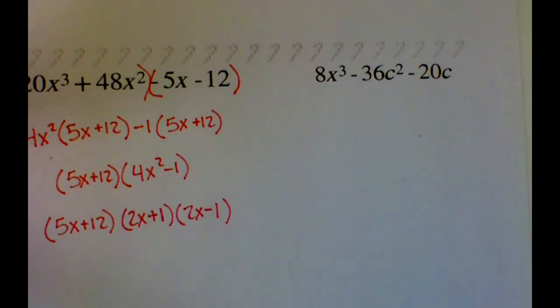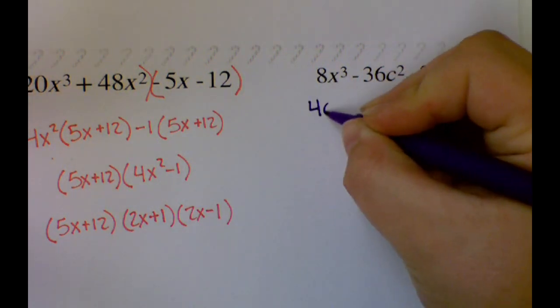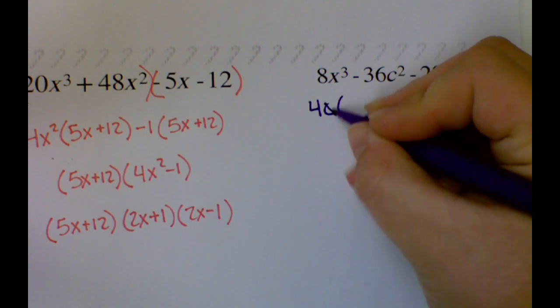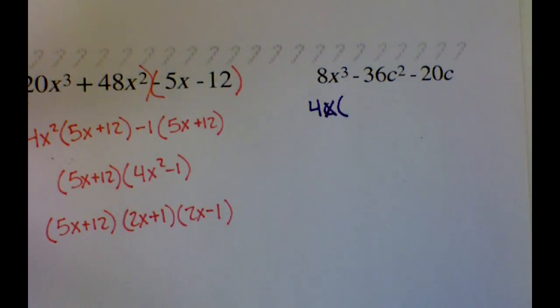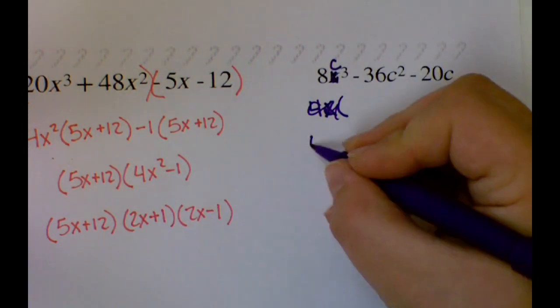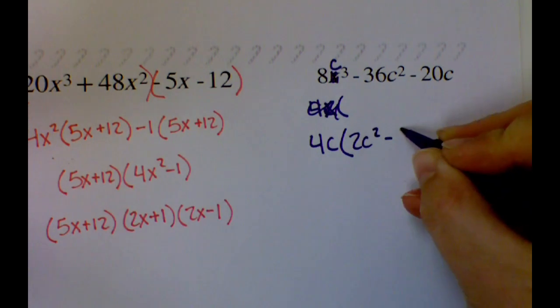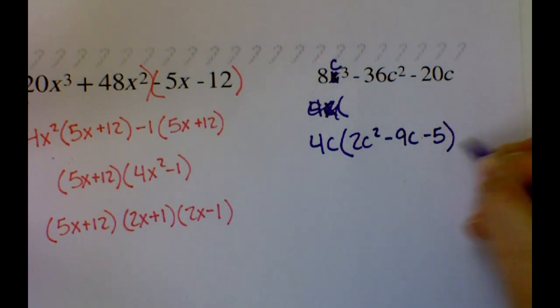And one last problem for us here. Start with my GCF. My GCF to me looks like it's going to be 4c. That leaves me, 4x. No, what am I doing here? That x should be a c. Okay, so it was 4c. That leaves me 2c squared minus 9c minus 5.